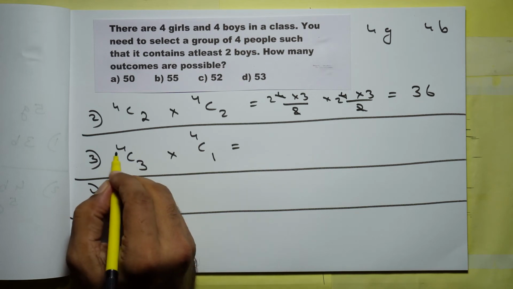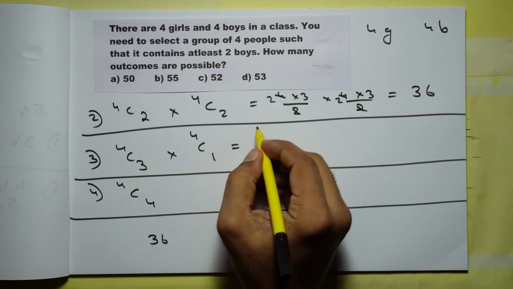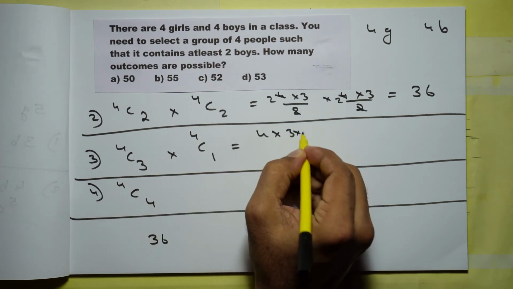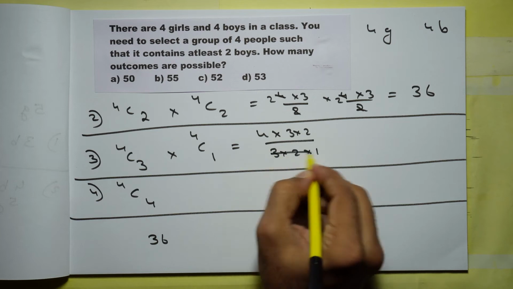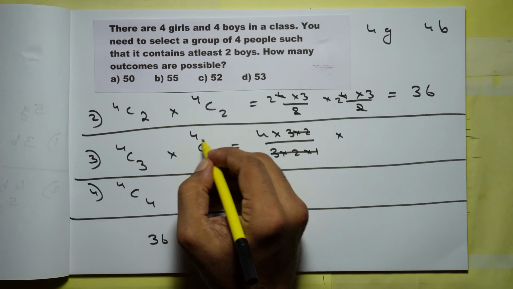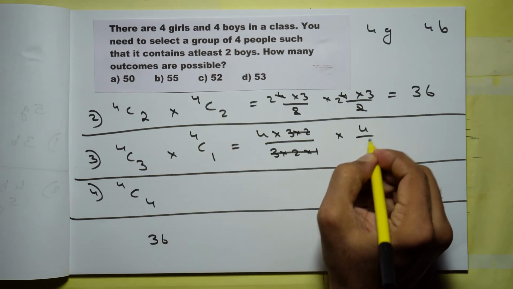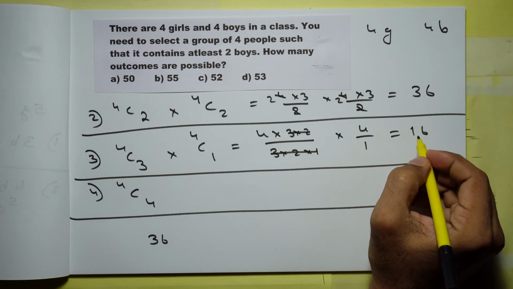Exactly 3 boys from the 4 and 1 girl from the 4 girls. So 4C3. So 4 into 3 into 2 divided by 3 into 2 into 1. 3 into 2 I'll cancel with this 3 into 2. So this is 4 into 4C1. That is 4 by 1. That is 4. So 4 into 4, altogether 16 possible outcomes.